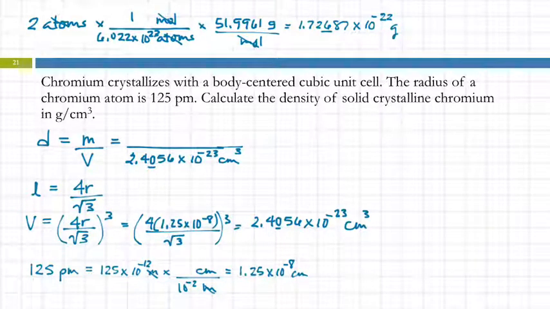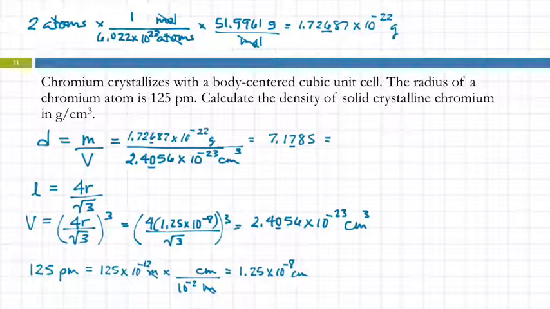So I plug that into my density equation. 1.72687 times 10 to the minus 22 grams, and you put in those messy, messy numbers, you come out with 7 point stuff. This would have 3 sig figs, so 7.18. The units are grams per cubic centimeter. We took those two crazy messy numbers and we got 7.